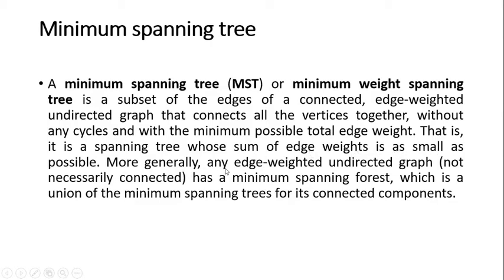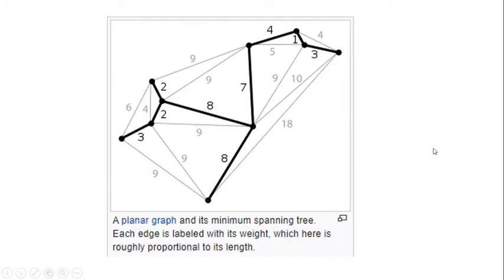More generally, any edge weighted undirected graph has a minimum spanning forest, which is a union of minimum spanning trees of its connected components. So the main thing is that a minimum spanning tree or minimum weight spanning tree is a subset of edges of a connected edge weighted undirected graph.